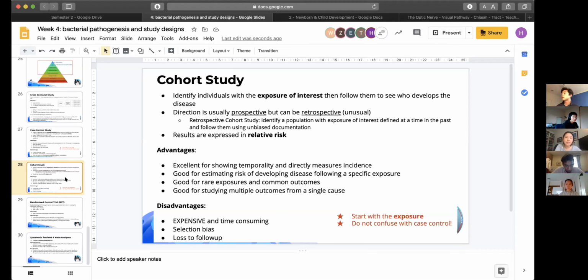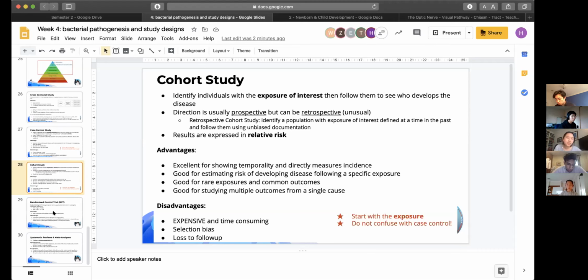However, it is expensive. One of the biggest disadvantages for cohort studies is they're very expensive and very time consuming. And a lot of the time, especially for retrospective cohort studies, you will be following a group of people with your exposure of interest, and a lot of people will fail to follow up. So you'll lose a lot of the documentation you're looking for. You'll have a huge population at the start and end up with little to no data, which is always a bummer.